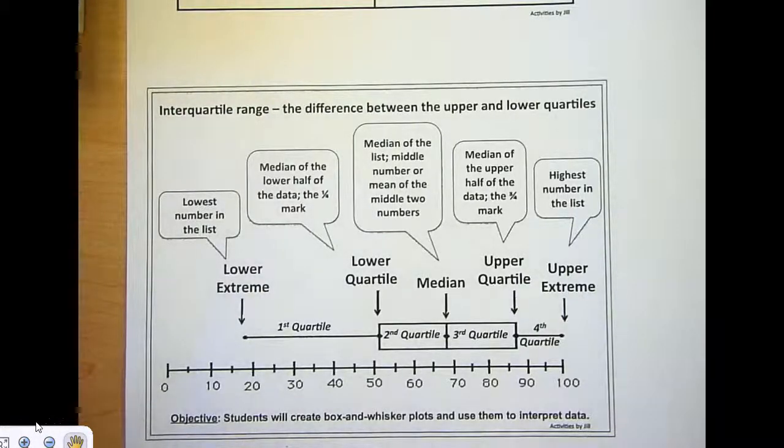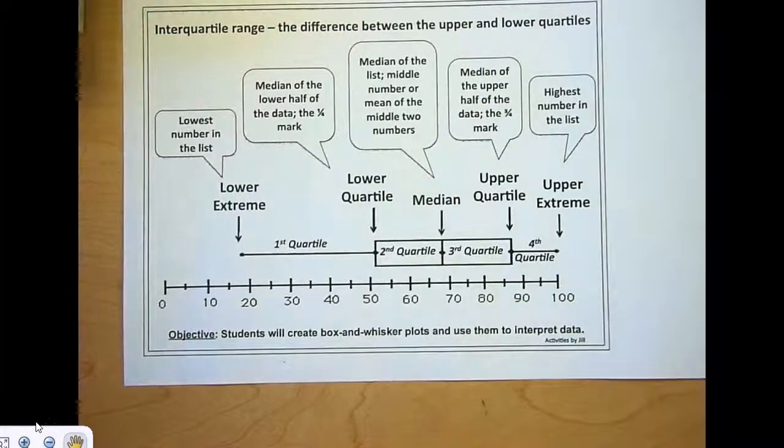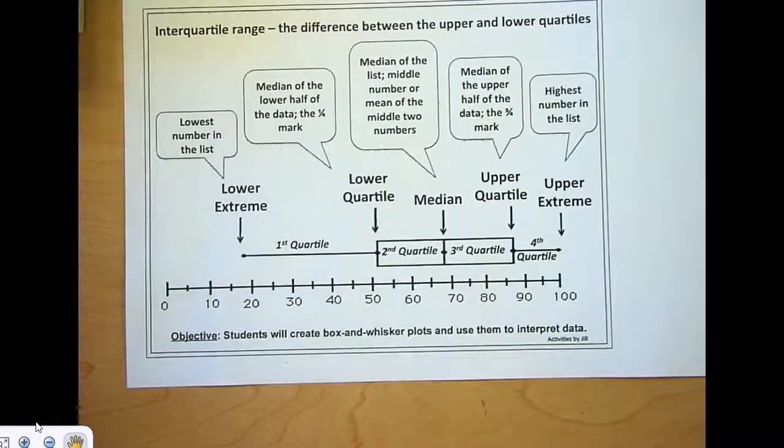We're going to talk about box and whisker plots today. Let's get your notes out. Box and whisker plots. If you don't have these notes, go pick them up. Let's look at the bottom part. These are the notes that we're just going to look at. We're going to talk about what the different parts of a box and whisker plot are.